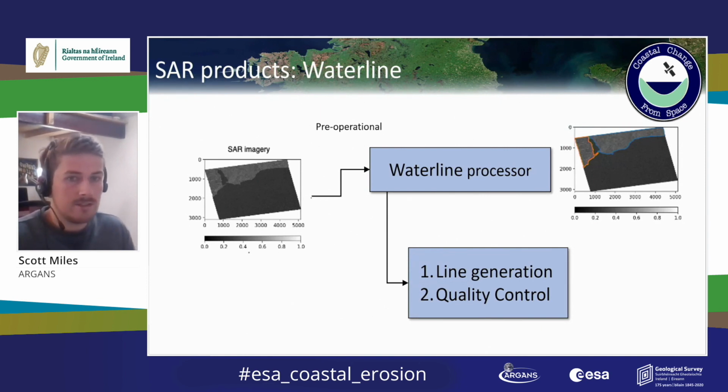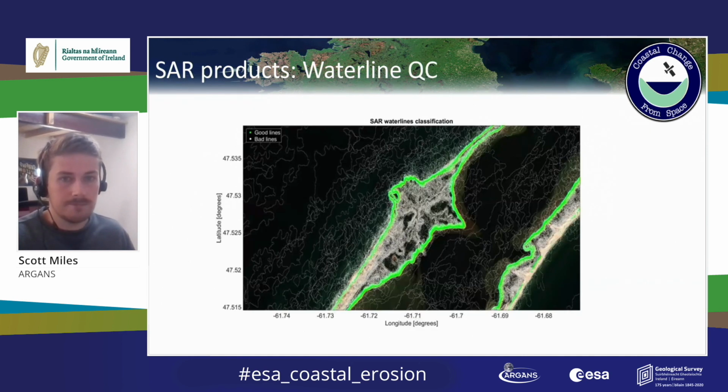So the Waterline processor has two main steps. The first one is in charge of retrieving the line between the water and the land for each input image. Image processing techniques such as segmentation and noise reduction are applied in this first step. The second step is in charge of estimating quality parameters that will allow us to classify the lines in order to eliminate outliers from the final product. It's based on two parameters, the distance to a reference line and the density. So by estimating the quality parameters, it's possible to separate the good lines from the erroneous lines.